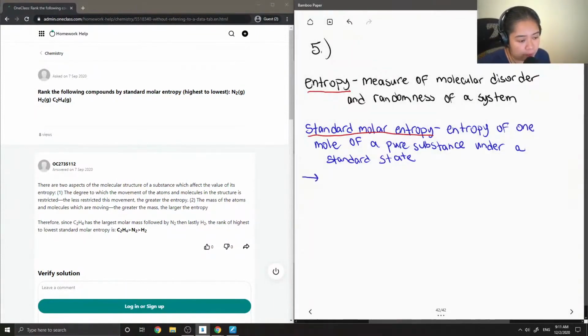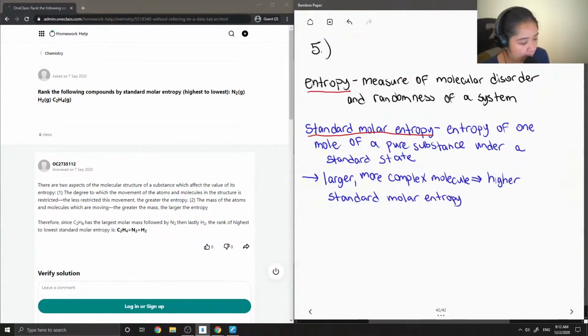Okay, so just another point I'd like to add with standard molar entropy is that when you have a larger and a more complex molecule, these tend to have a higher standard molar entropy. Okay, so because of that point, what we need to do to answer this question is to find all of the different molar masses of each of these compounds.